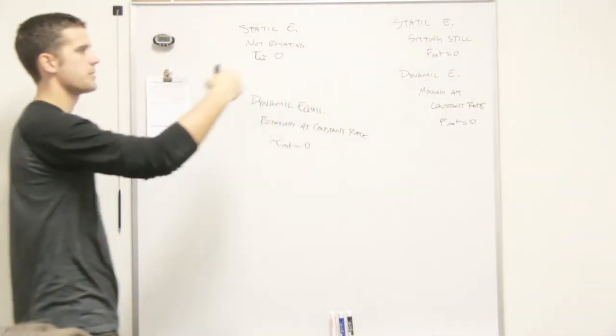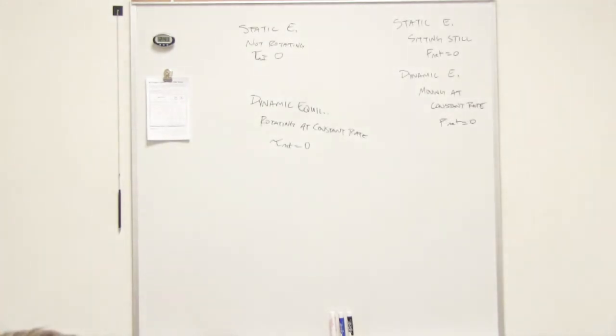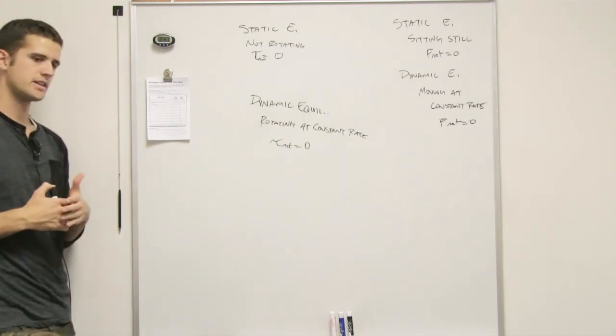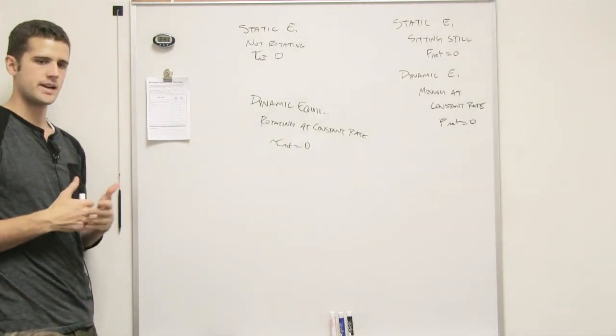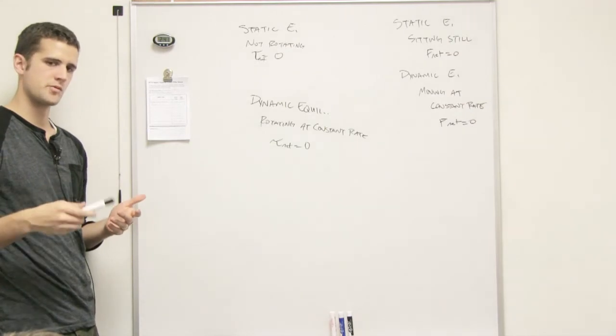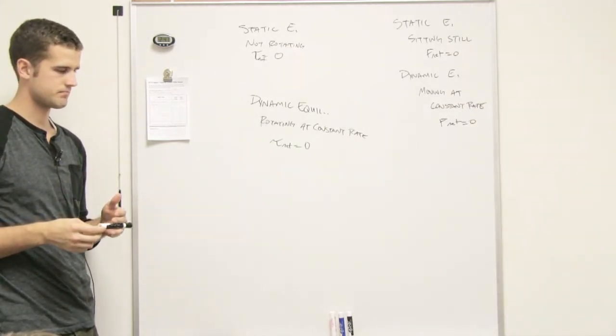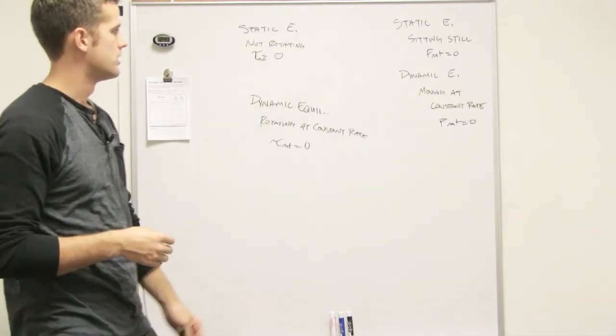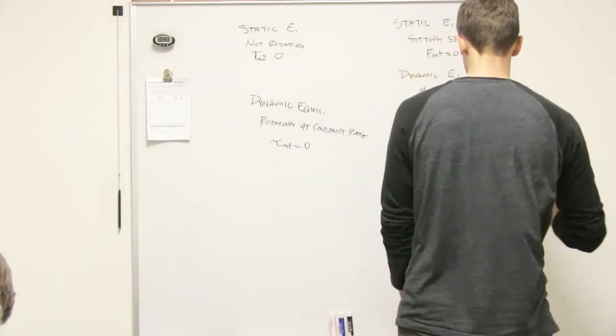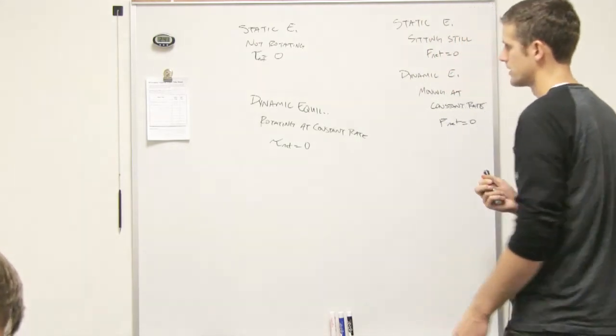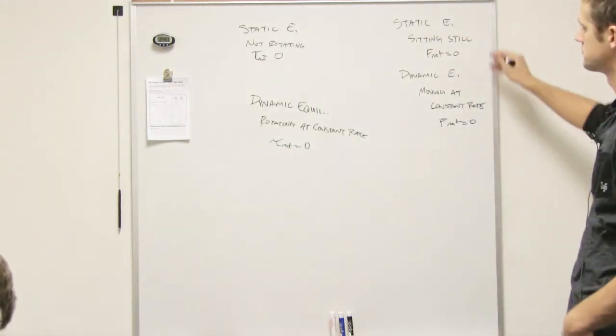Okay. So anytime you're in equilibrium, the net torque and force are always going to be 0. But if you're in static equilibrium, it's not moving at all. If you're in dynamic equilibrium, it's either rotating or moving in a straight line. Well, not necessarily in a straight line, but it's just moving at a constant rate. It'll be moving in a straight line.